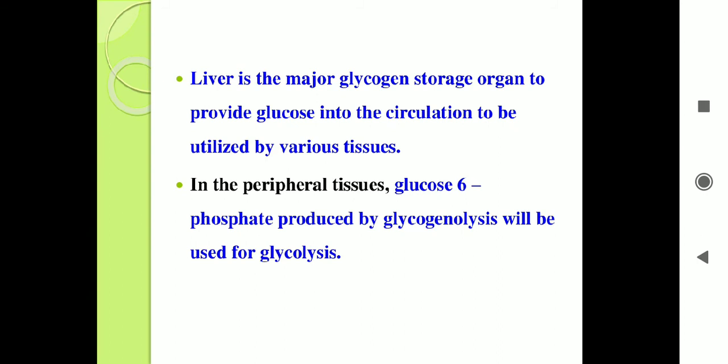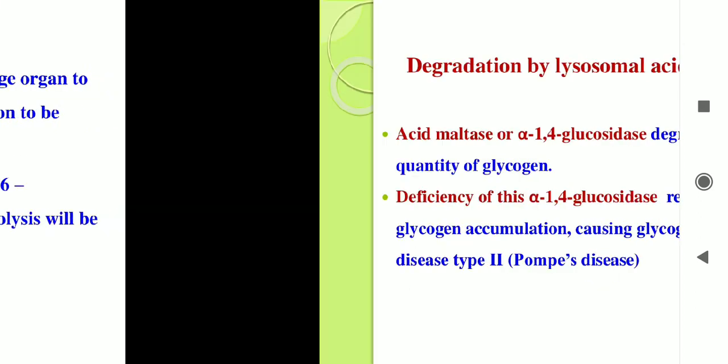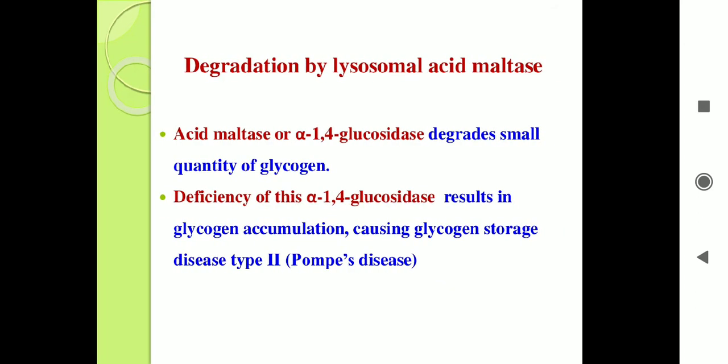Okay, so in peripheral tissues this glucose 6-phosphate is produced by the glycogenolysis pathway, and that will be used for glycolysis. Okay, so you know the product of glycolysis, right? Then degradation by lysosomal acid maltase. Acid maltase, or you can also call it alpha 1,4 glucosidase, is basically used to degrade a small quantity of glycogen molecule, and if there is a deficiency of this enzyme, it will result in glycogen accumulation. It can cause glycogen storage disease like Pompe disease.